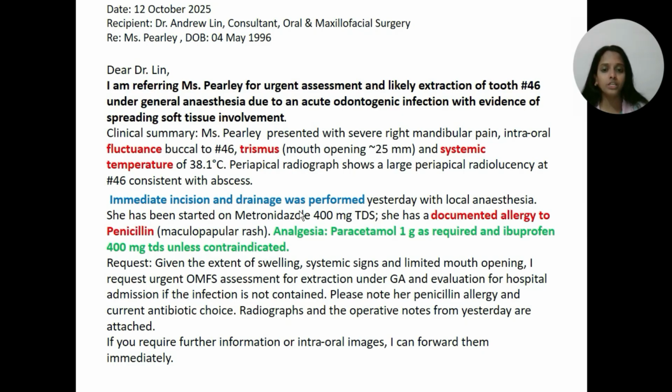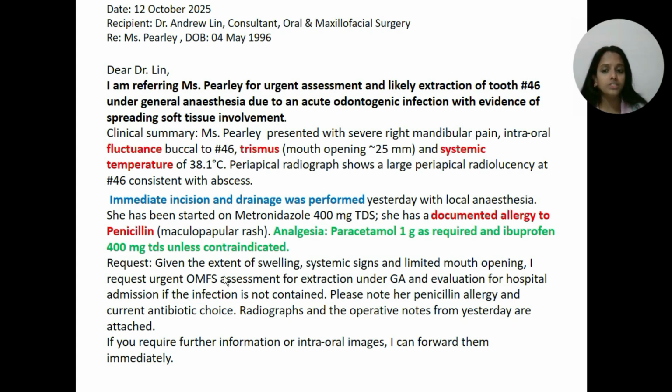Immediate incision and drainage was performed yesterday with local anesthesia. She has been started on metronidazole 400 mg TDS. She has documented allergy to penicillin. Analgesia: paracetamol 1 gram as required and ibuprofen 400 mg TDS unless contraindicated.